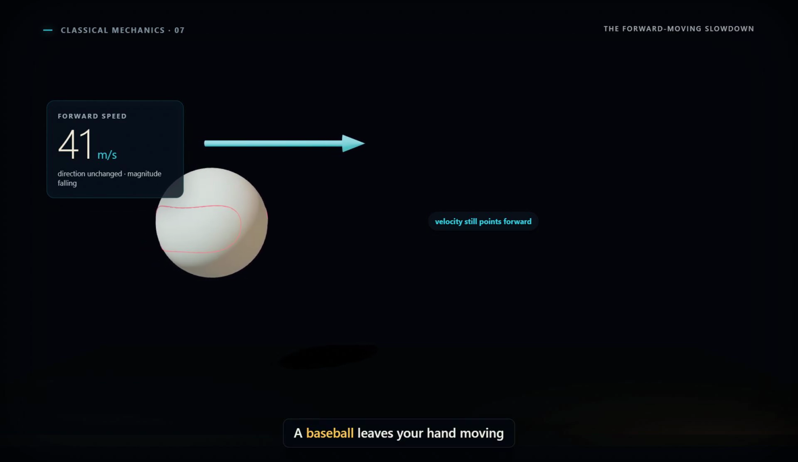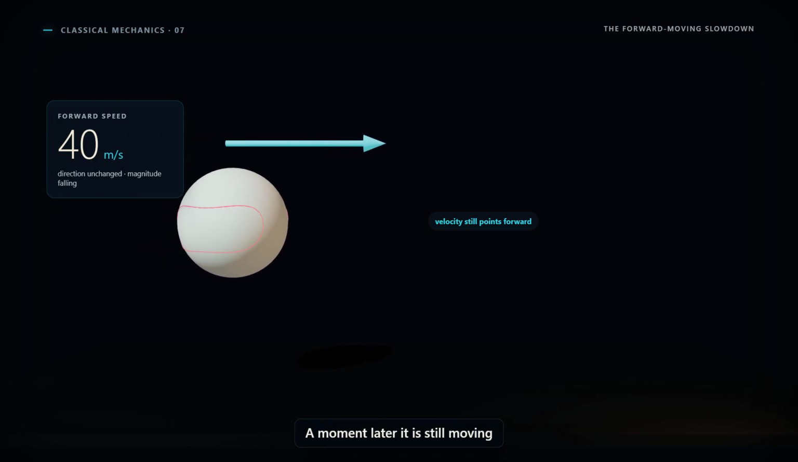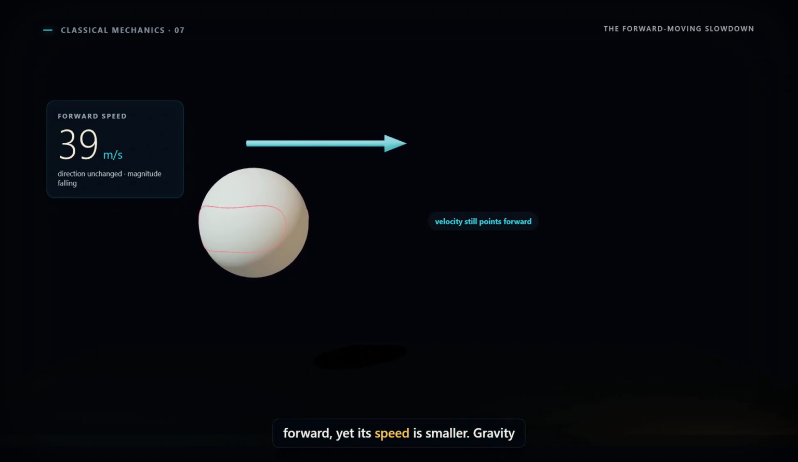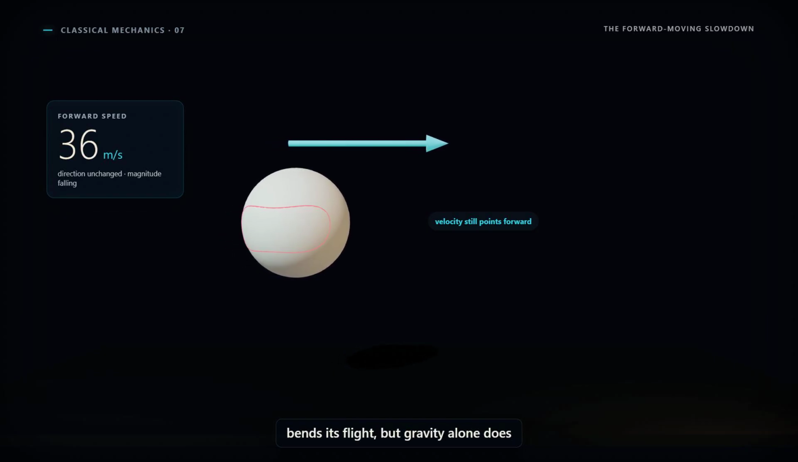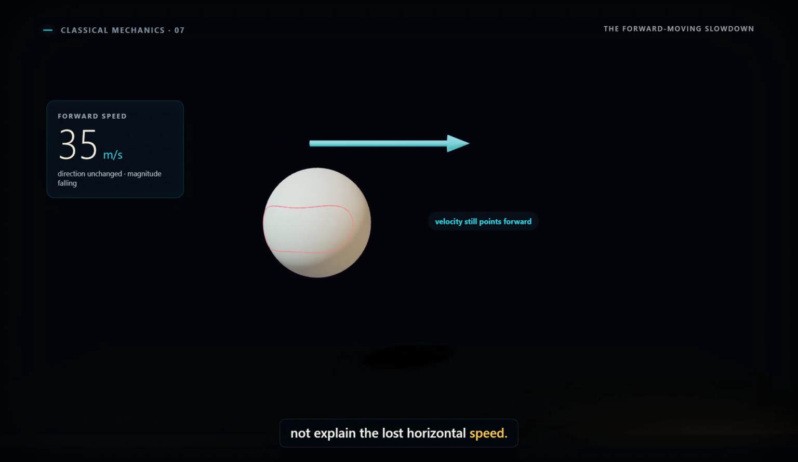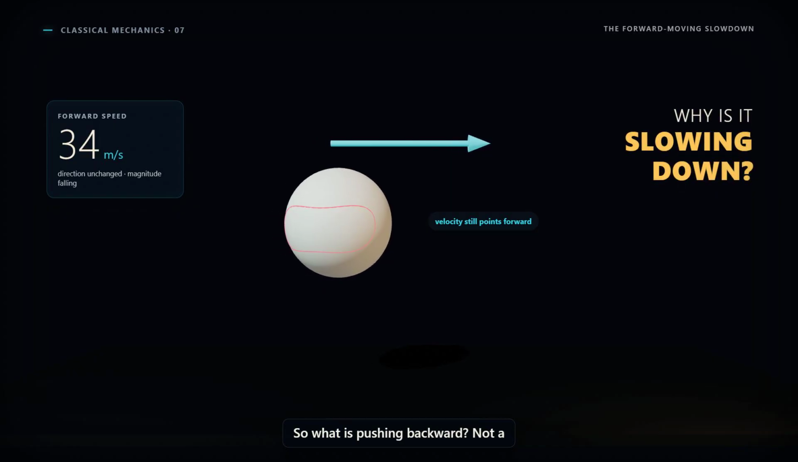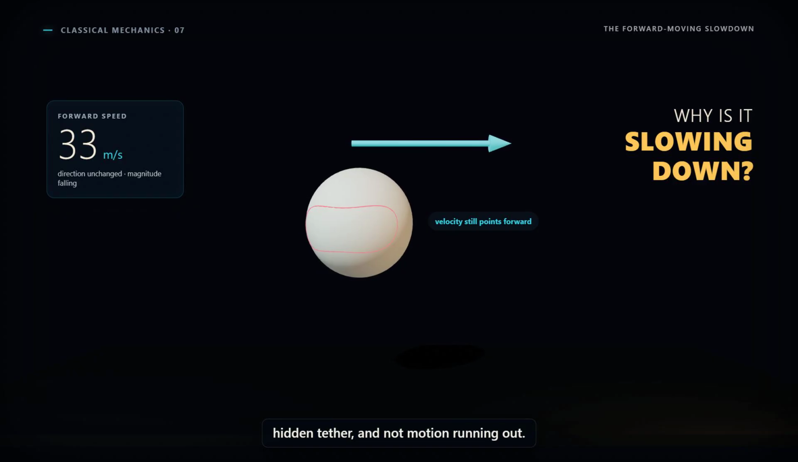A baseball leaves your hand moving forward. A moment later it is still moving forward, yet its speed is smaller. Gravity bends its flight, but gravity alone does not explain the lost horizontal speed. So what is pushing backward? Not a hidden tether and not motion running out.